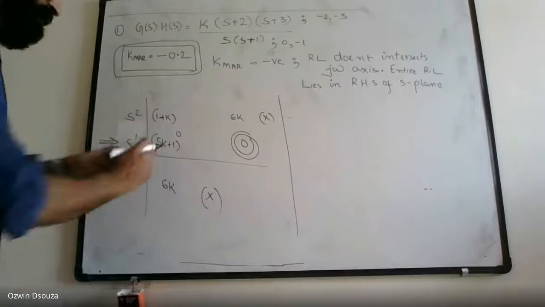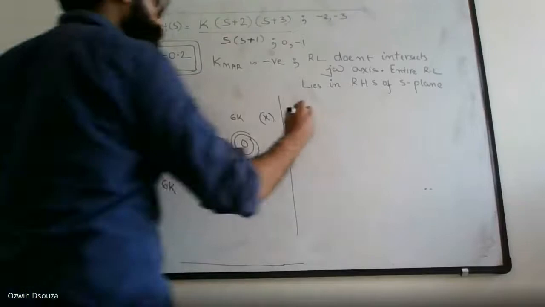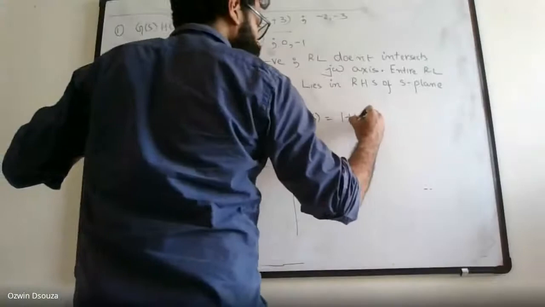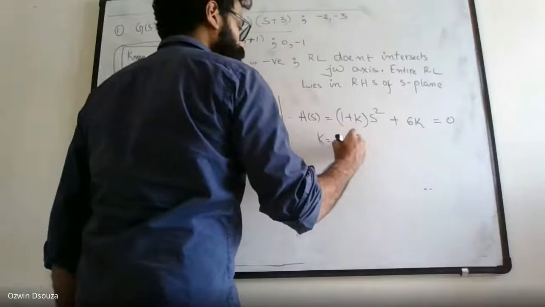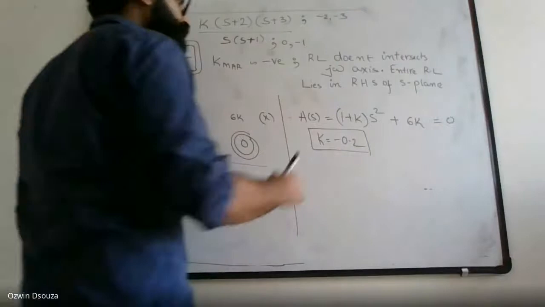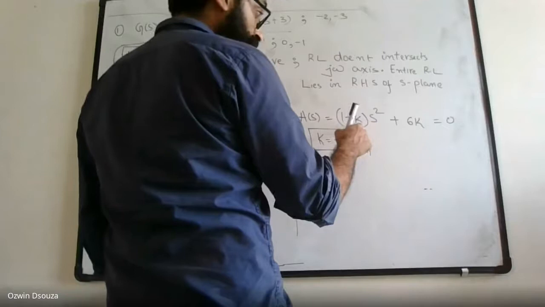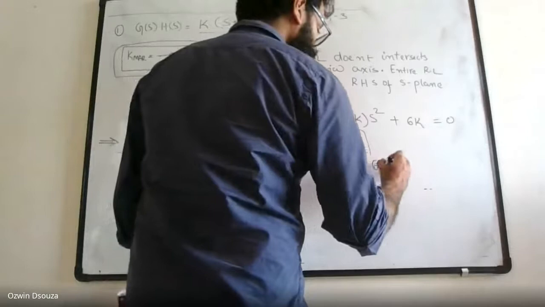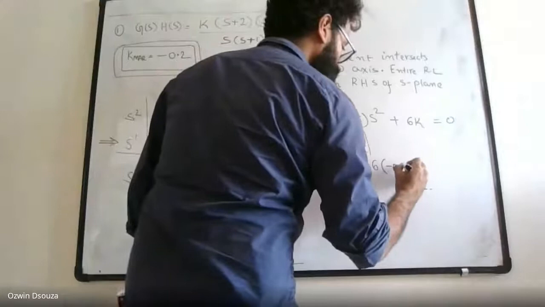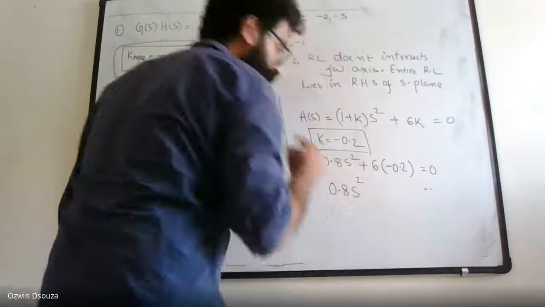So you can create an auxiliary equation from the above row. Your auxiliary equation A of s is equal to (1 plus k) s squared plus 6k, which is equal to 0. And k is equal to minus 0.2, because you are supposed to substitute the value of k as k marginal. So what do you get? 1 plus k, so 1 minus 0.2, that is 0.8 s squared, plus 6 into k, what is k? Minus 0.2, is equal to 0. So this is 0.8 s squared minus 1.2 is equal to 0.